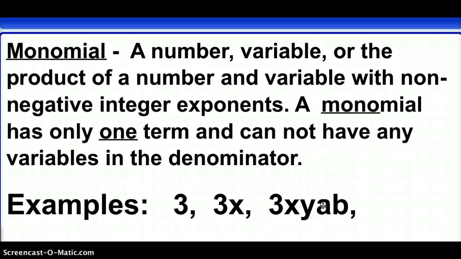And you can't have a plus sign or a minus sign or anything like that, because that would put two terms together. A monomial can only be one term. Mono, again, is a prefix that means one, so we can only have one term. So again, it's a number, variable, or product of a number and a variable with a non-negative integer exponent. And a monomial has only one term and cannot have any variables in the denominator.